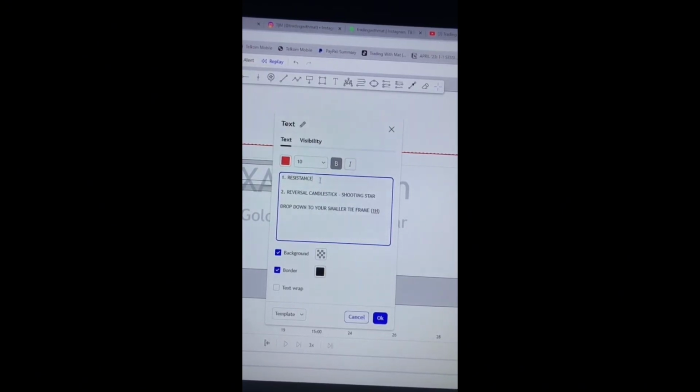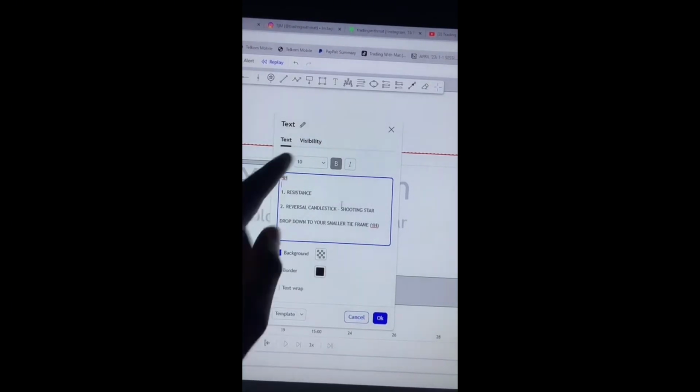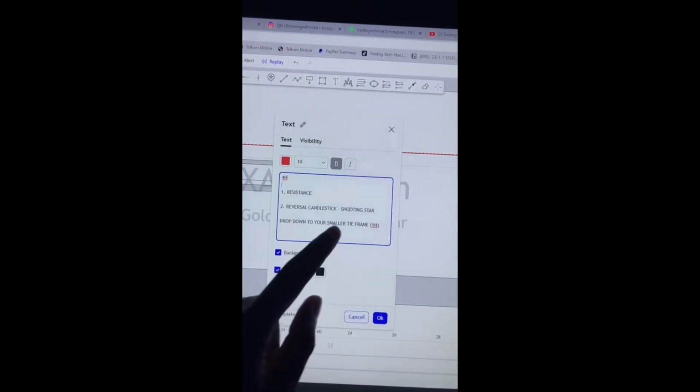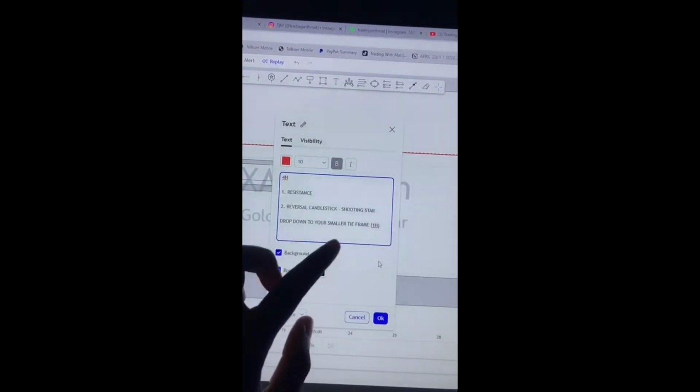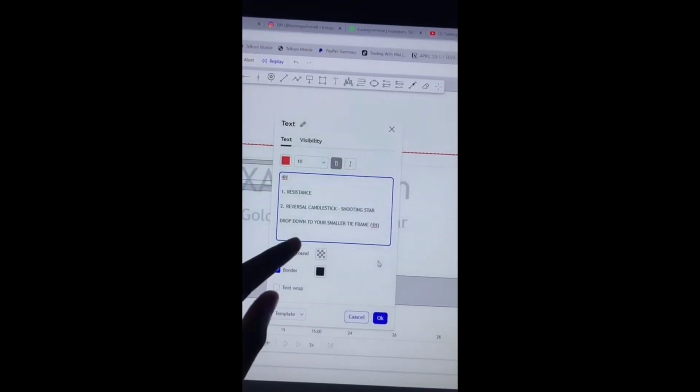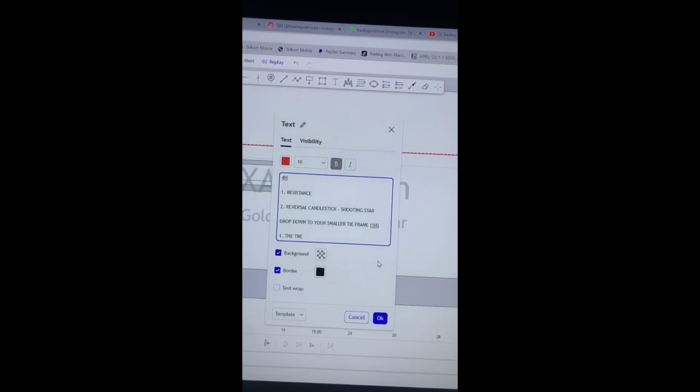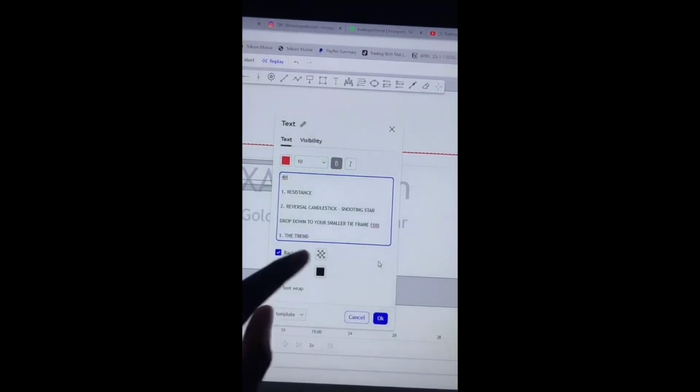So let's put here the 4H time frame. So we're starting with our 4H. Our 4H is showing resistance and reversal candlestick shooting star. Drop down to your smaller time frame. This can be the 1H. Now on your 1H, what are you looking for? Now you're looking for the trend.